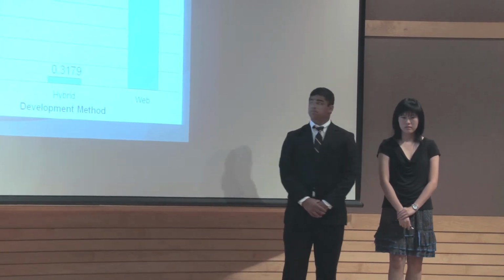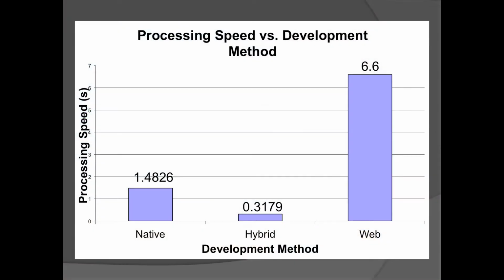And here you can see a graph of the processing speed versus the development method. You can see the web application took the longest to do the processing speed task and took almost 7 seconds. Whereas the native and hybrid app are much shorter. The native app took around 1.5 seconds, and the hybrid app took around a third of a second.